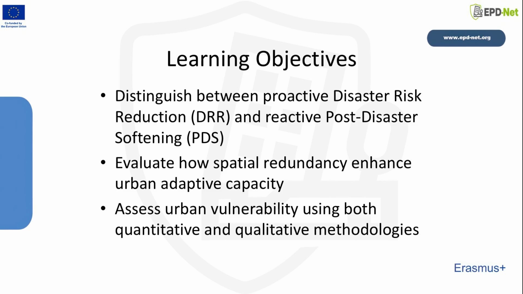The learning objectives of the training are: distinguish between proactive disaster risk reduction (DRR) and reactive post-disaster softening (PDS). Evaluate how spatial redundancy enhances urban adaptive capacity. Assess urban vulnerability using both quantitative and qualitative methodologies.